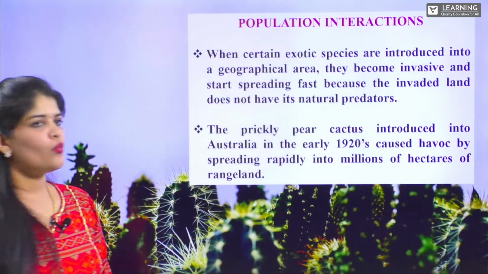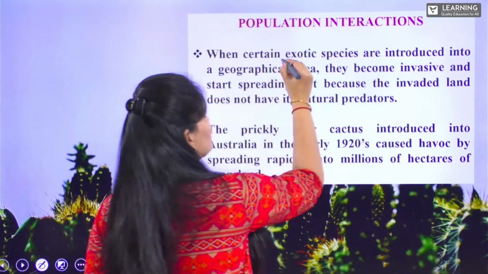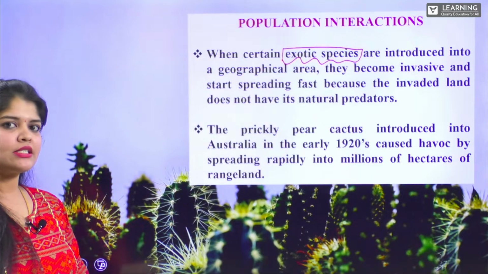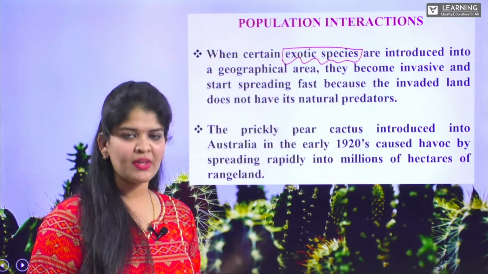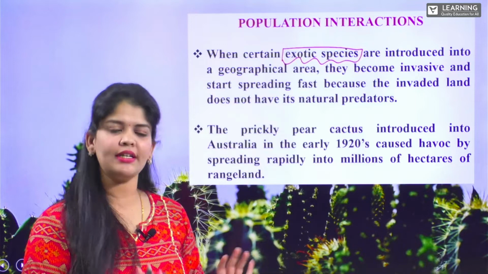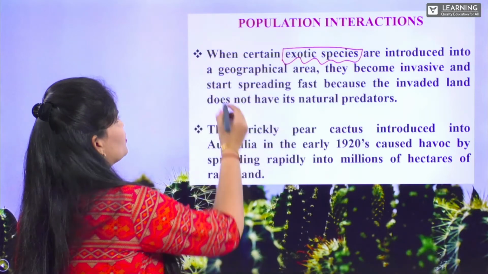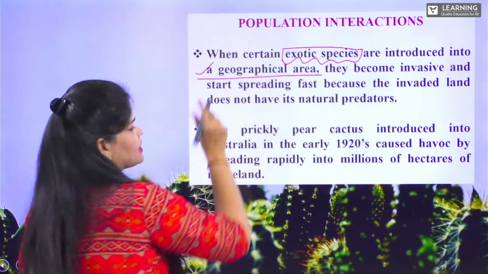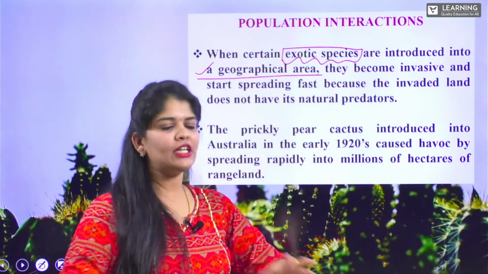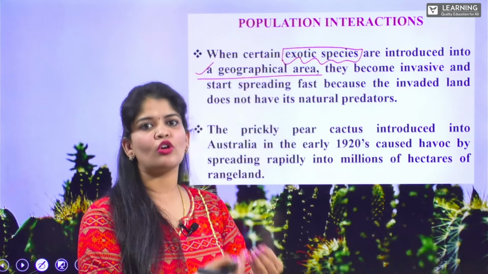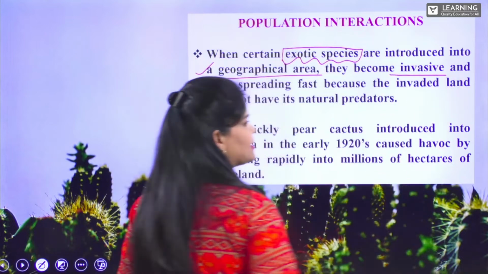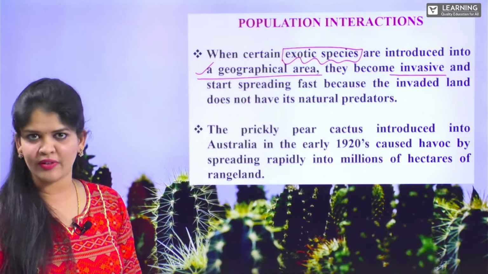Now, another important role. Look here. When certain exotic species, which are not native to the present habitat, are newly introduced into a geographical area, we call it an exotic species. They become invasive because they have newly been added to that geographical area.